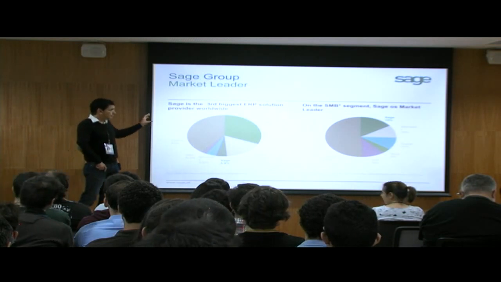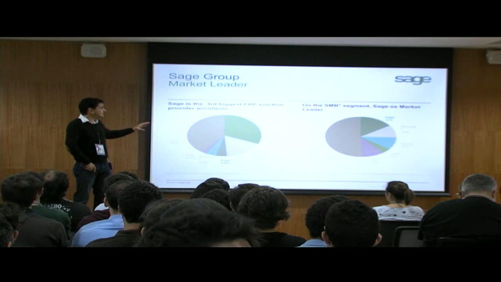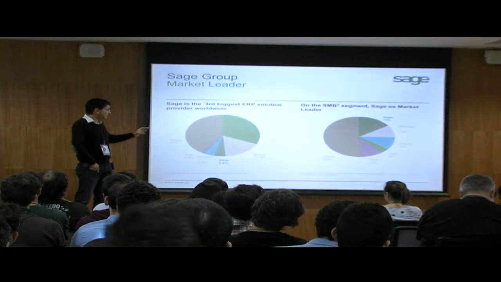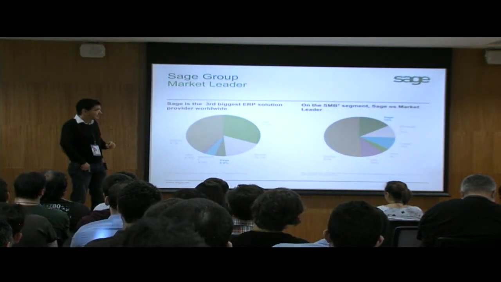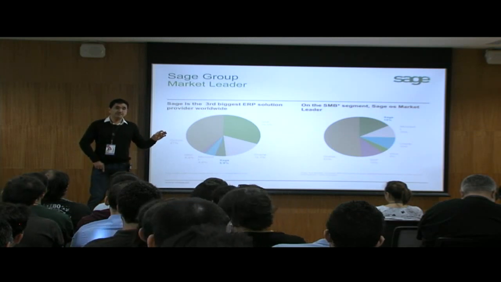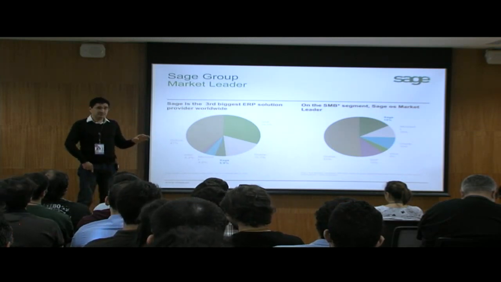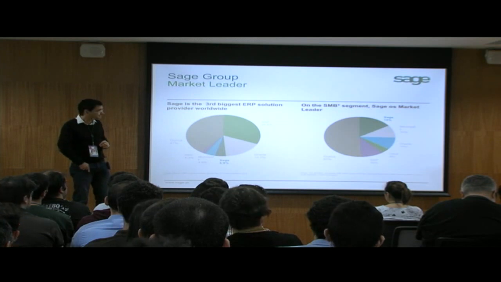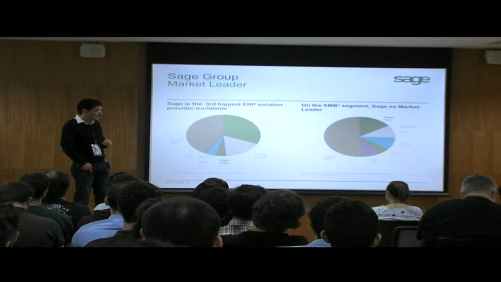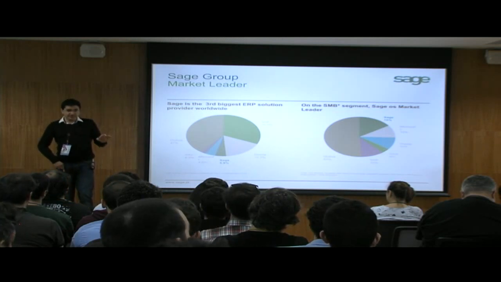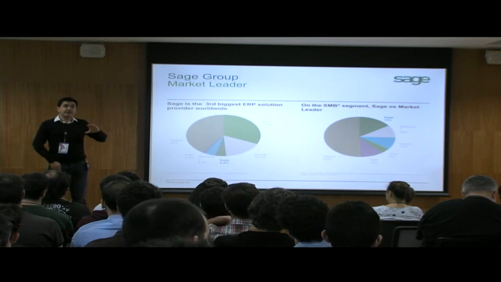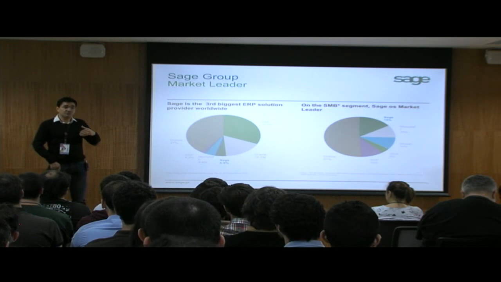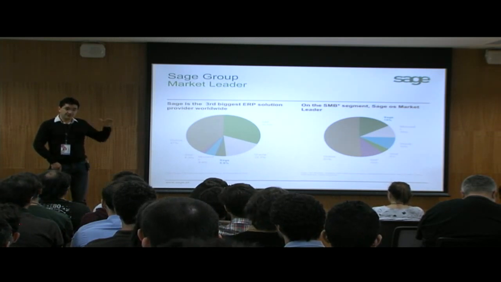Also, for you to understand, it's the third biggest ERP solution provider worldwide. Bigger than this, only SAP and Oracle. But in small and medium businesses, it's the biggest in the world. Roughly 6 million companies use Sage software. Since it's a boring company, it's not easy for a company like this to do new stuff, to use new technologies, to try to be on the bleeding edge.